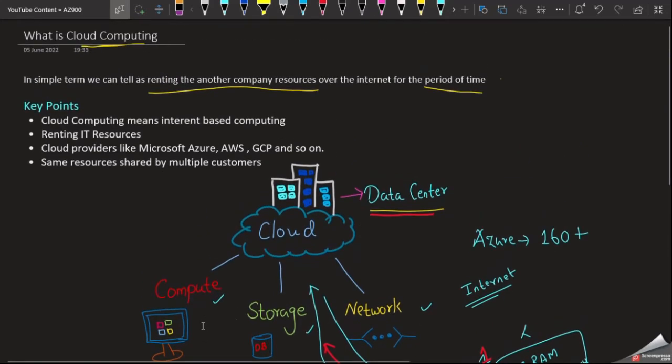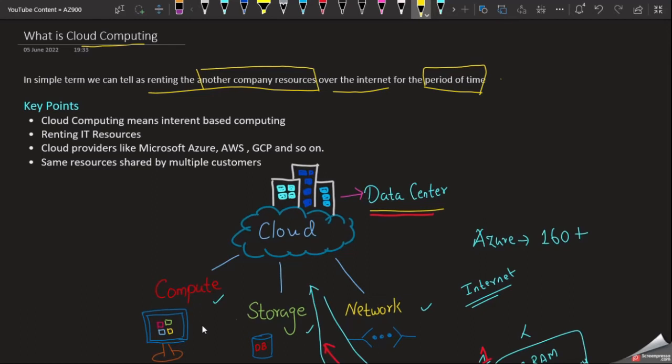I hope you get some idea. If you come back to this point, I already told you that cloud computing is renting resources like compute, storage, network, whatever it is, from another company. Another company's resource is nothing but the cloud provider. The company which provides cloud computing resources is called a cloud provider. We get the service over the internet, and we use it for a particular period of time. After the usage, we simply return it to the cloud, and we pay for the resources for the particular time we used. That is what cloud computing.